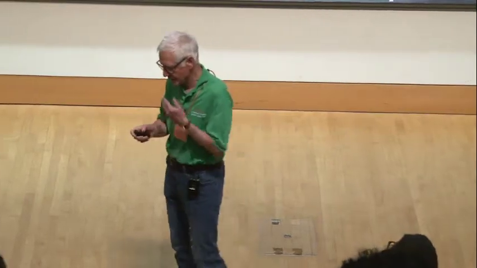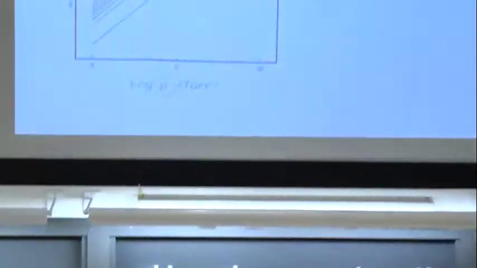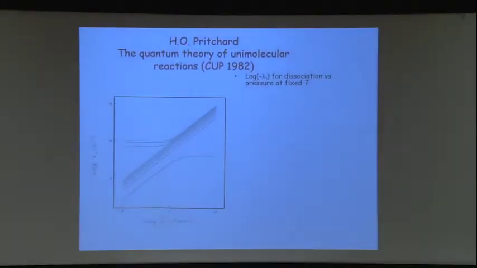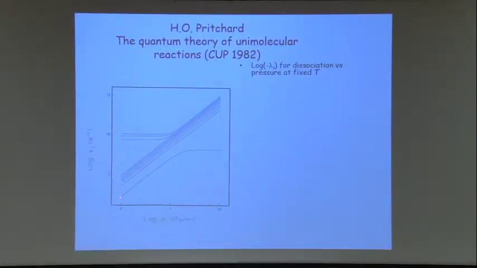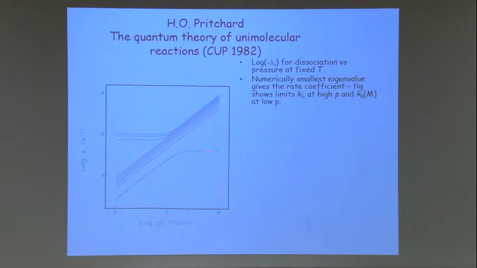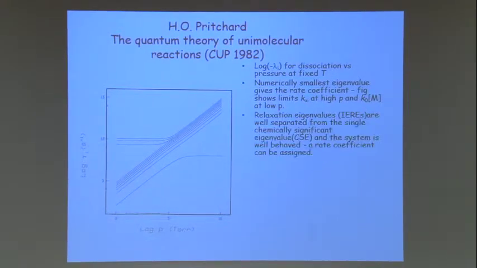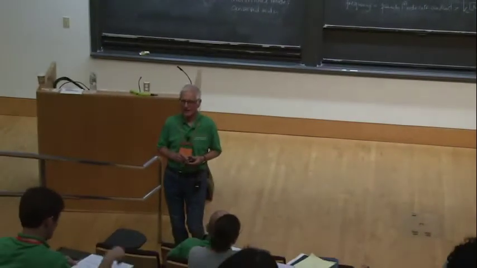We're going to get a number of eigenvalues which correspond to those total numbers of grains. Only one of them is the rate constant that we want, and that's this smallest one down here. And that shows the normal sort of behavior that we would expect, increasing with pressure and then reaching a limit, as we've discussed previously. So the numerically smallest eigenvalue gives the rate coefficient, and the figure shows the limits k infinity and k0. The other eigenvalues are what are called relaxation eigenvalues, internal energy relaxation eigenvalues.